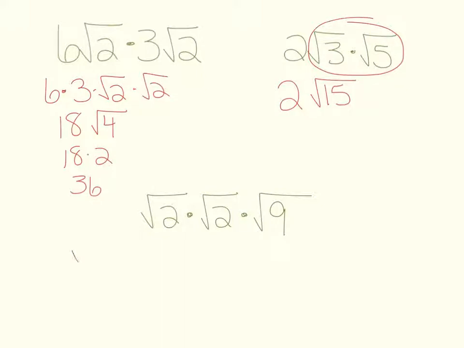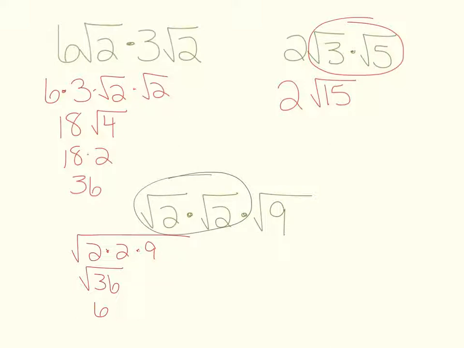I'm going to show this to you two ways. We can multiply that all together, 2 times 2 times 9, because they're all square roots. That's 4 times 9, so we get the square root of 36. Square root of 36 is 6. Always simplify. Or we can look at this and say, well, the square root of 2 times the square root of 2, that's going to be 2. The square root of 9 is 3, and 2 times 3 is 6.